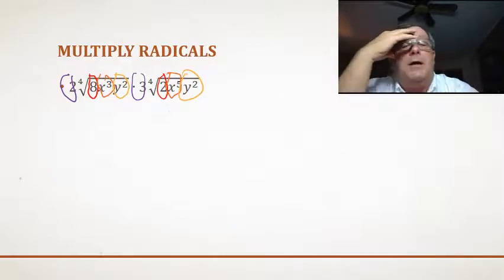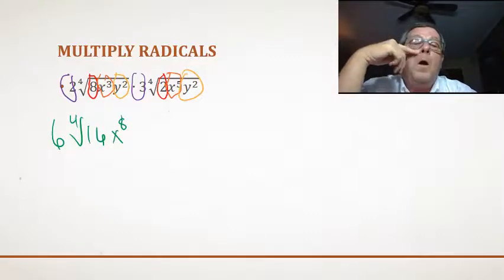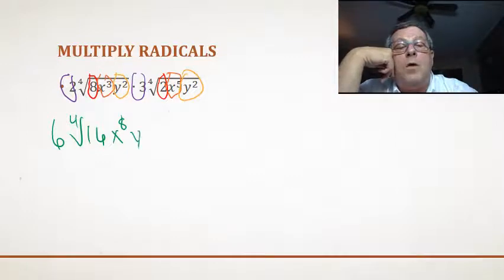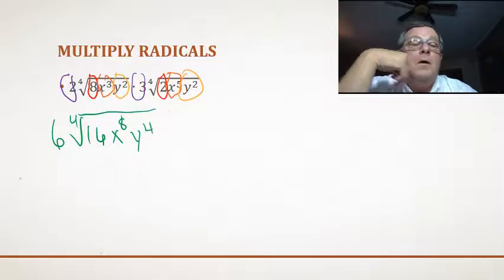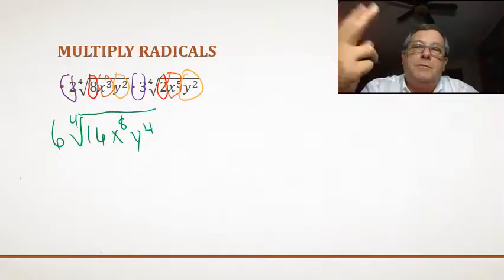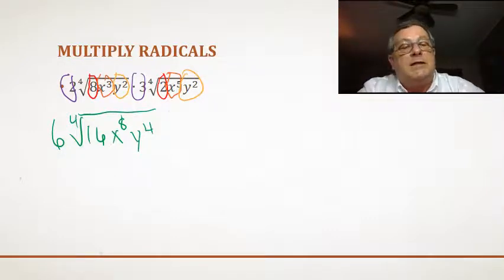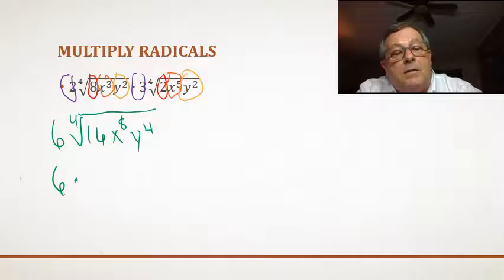So let's march ahead. Well, 3 times 2 is 6. And then I've got the 4th root. And 8 times 2 is 16. X to the 3rd times x to the 5th is x to the 8th. And y squared times y squared is y to the 4th. Okay, so underneath this radical, 4th root, let's think about this 16. Well, 2 to the 4th is 16. 2 times 2, 2 squared is 4. 2 cubed is 8. 2 to the 4th is 16. So now I've got 6 times 2.